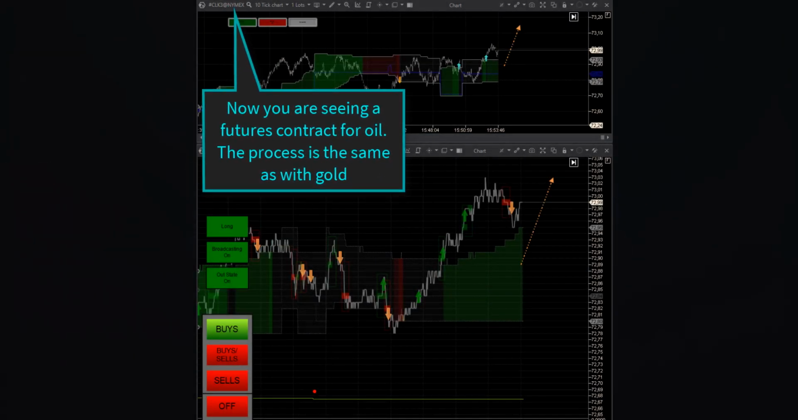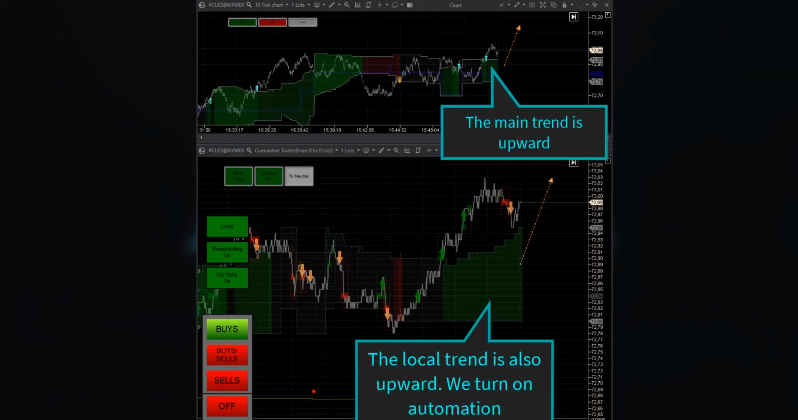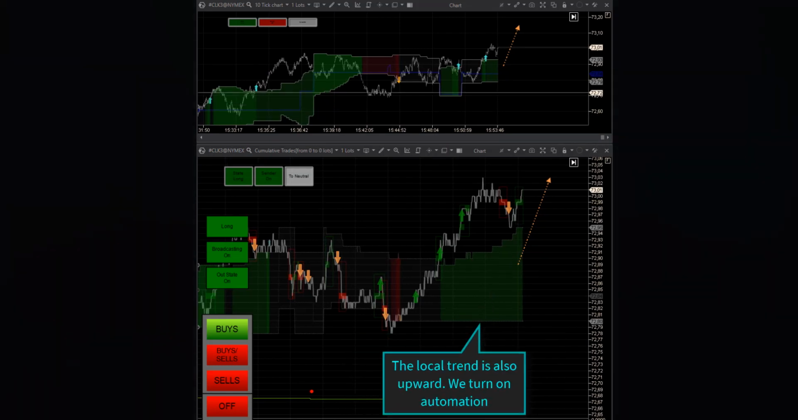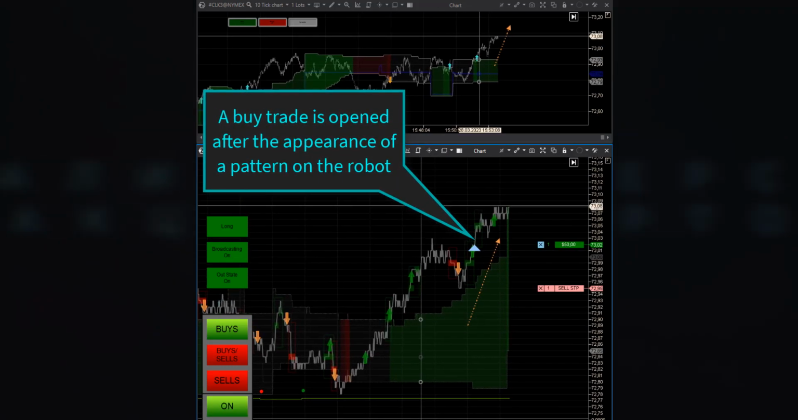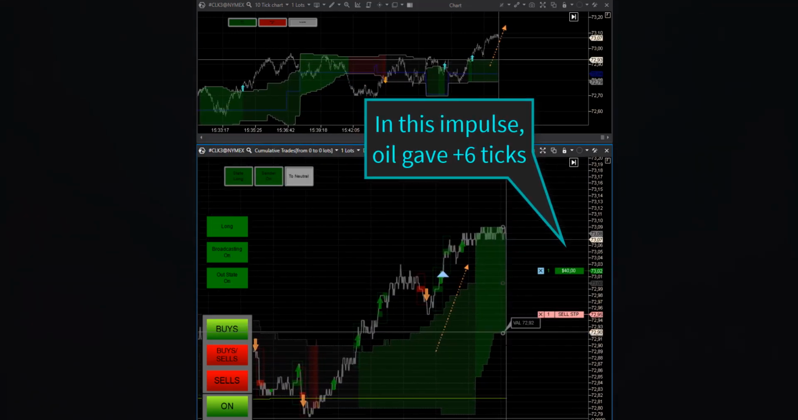Now you see oil futures. The process is the same as gold. The main trend is upward, the local trend is also upward. We turn on automation. A purchase transaction is opened after the robot pattern appears. In this impulse, I did not give plus 6 ticks.